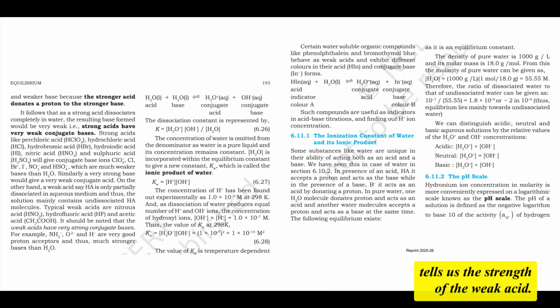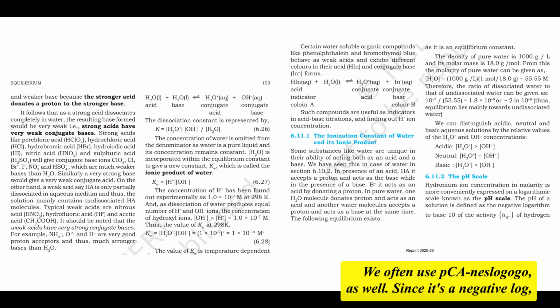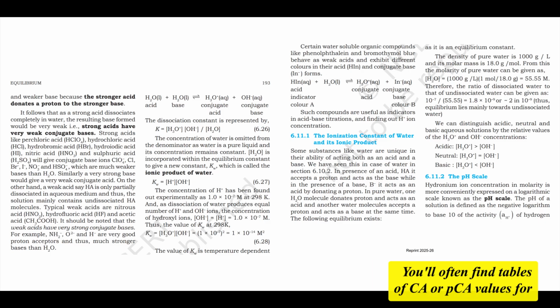The value of Ka tells us the strength of the weak acid. A larger Ka value means a stronger acid, more dissociation, higher H₃O⁺ at equilibrium. We often use pKa, which is −log Ka, as well. Since it's a negative log, a smaller pKa value indicates the stronger acid. You'll often find tables of Ka or pKa values for various weak acids in your textbooks, like Table 6.6 in NCERT.